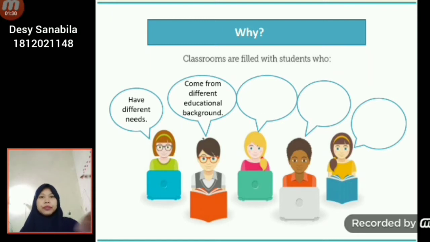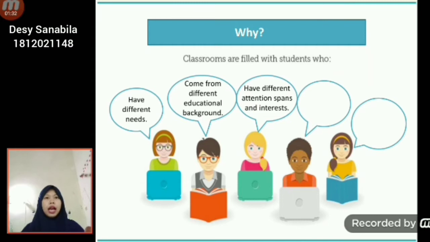Next is that every student has different attention spans and interests in the learning process.